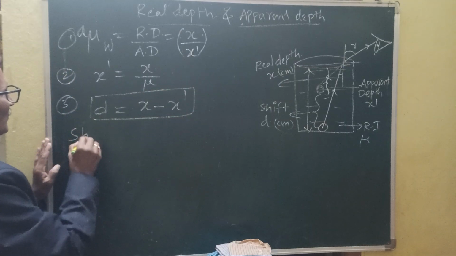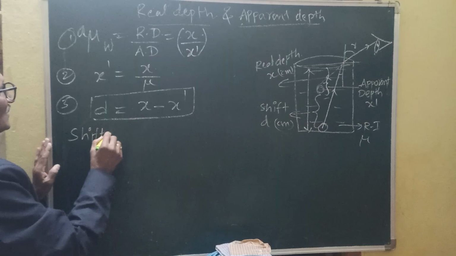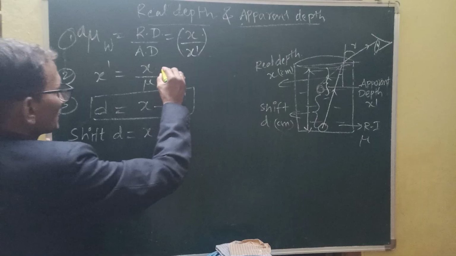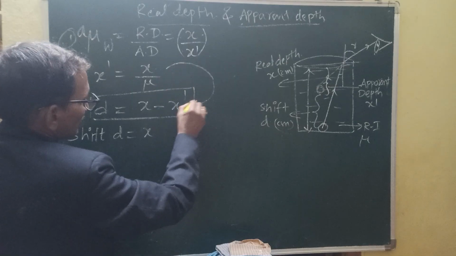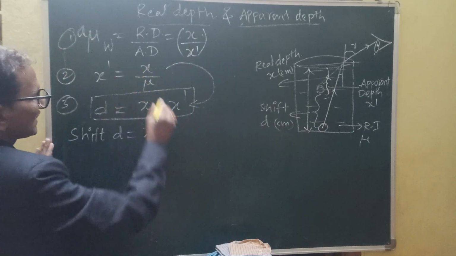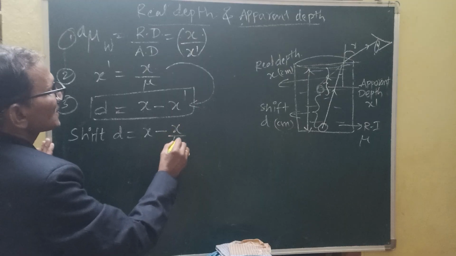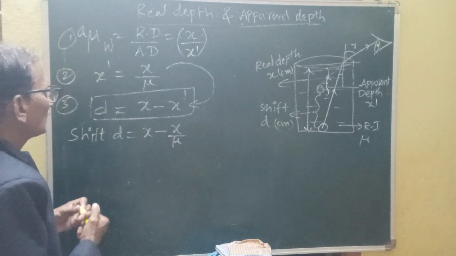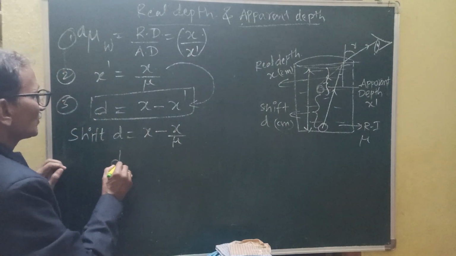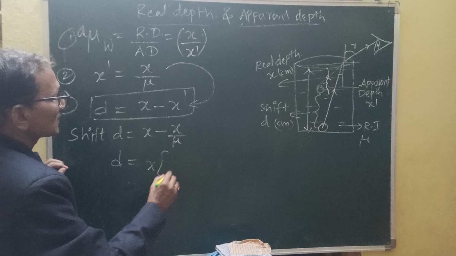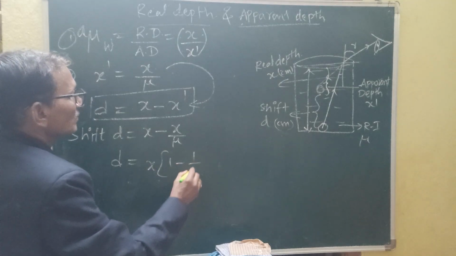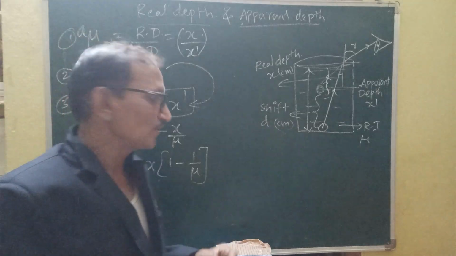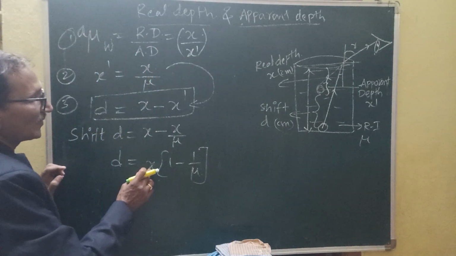Now shift D is equal to x minus x dash. Substitute this value over here. What is x dash? x dash is x by mu. Now what is the common term out of this? So shift is equal to, common term is x, 1 minus 1 by mu, where mu is the refractive index. So x is what? Real depth.